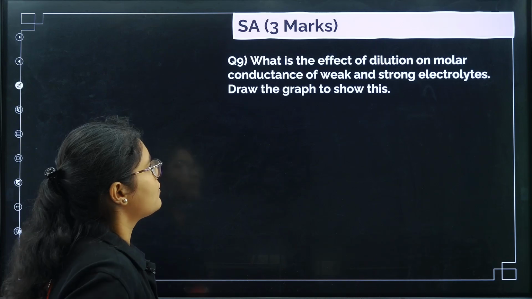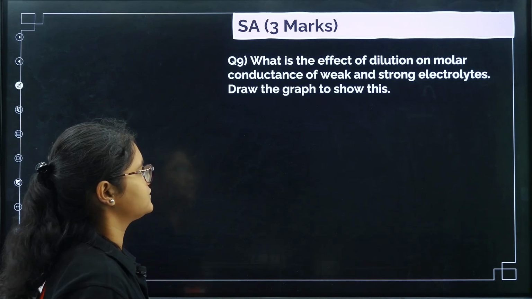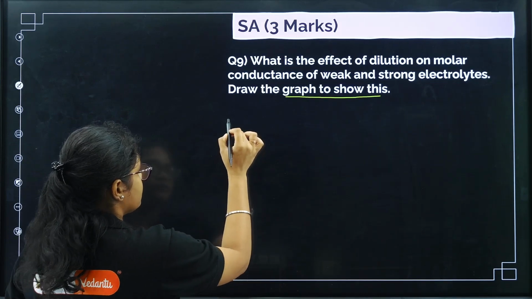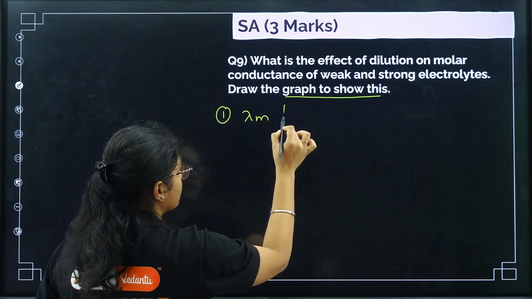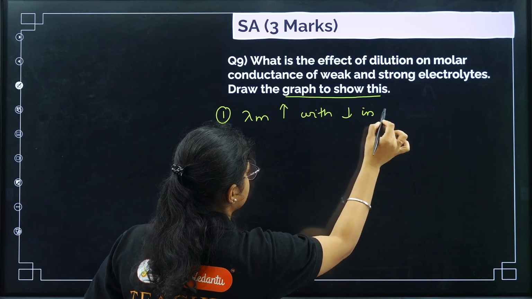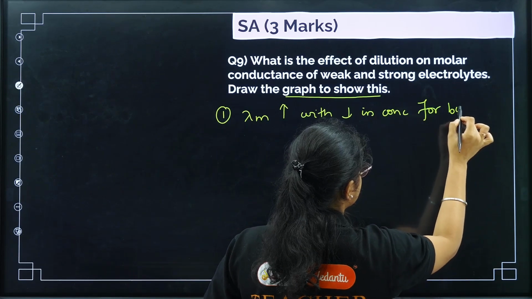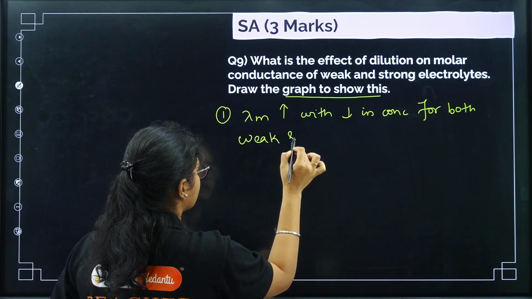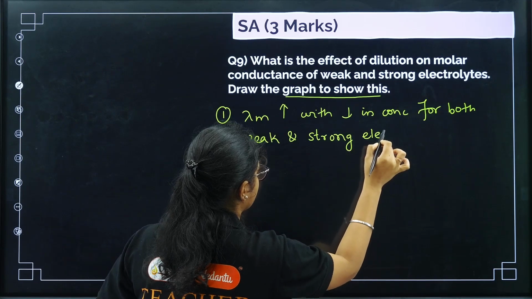Next, what is the effect of dilution on molar conductance of weak and strong electrolytes? First you have to draw a graph to show this. First you need to write the first point: molar conductivity increases with decrease in concentration for both weak and strong electrolytes.